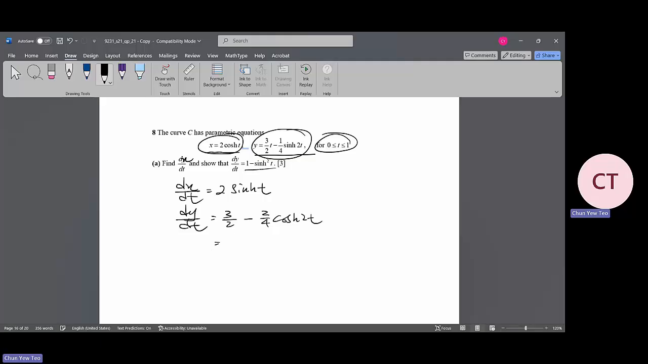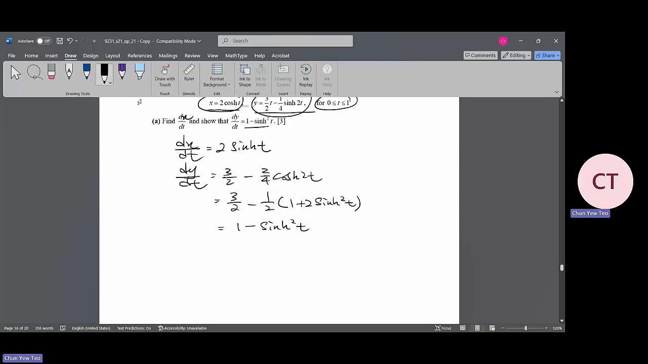However, the question wants you to leave the answer in the form of sine squared t. So we just need to apply the identity: cos 2t is 1 minus 2 sine squared t. So simplify it, you will get 1 minus sine squared t. Okay, so it is the result that you will get shown. That is the answer for part A.